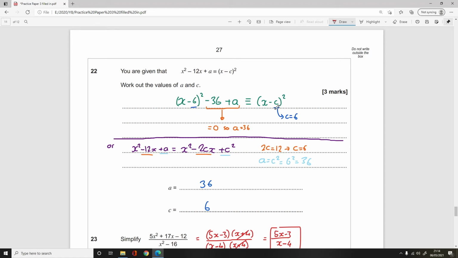And that's one way you can do it, so you get 1 mark for setting up an equation, 1 mark for finding a, 1 mark for finding c.